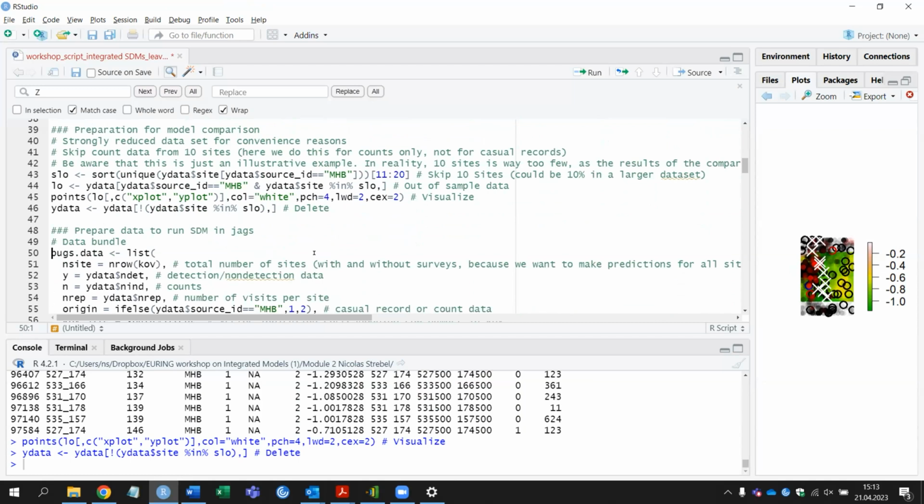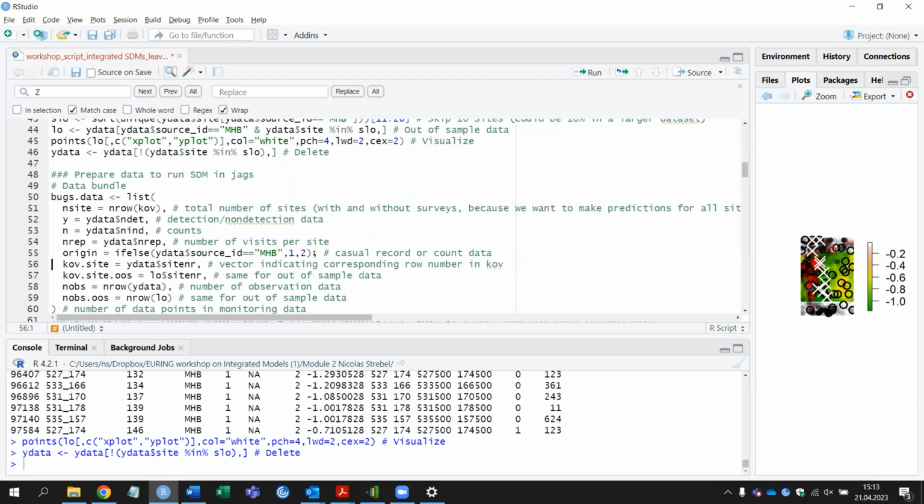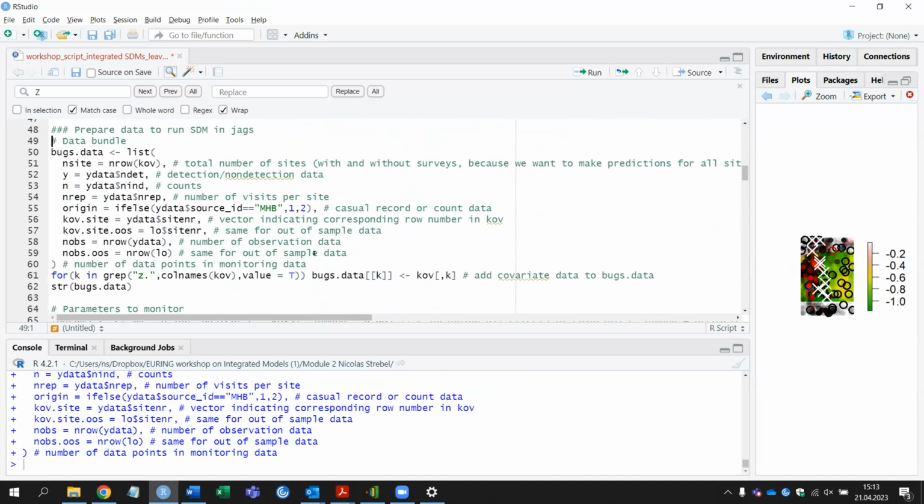Then I go to the checks analysis. First I prepare the data. What do we have here? The number of sites with data. Oh, no, all with and without. Y are the detection, non-detection data. A small n are the counts. Number of visits per site, as mentioned. Sometimes they were visited repeatedly, same day.